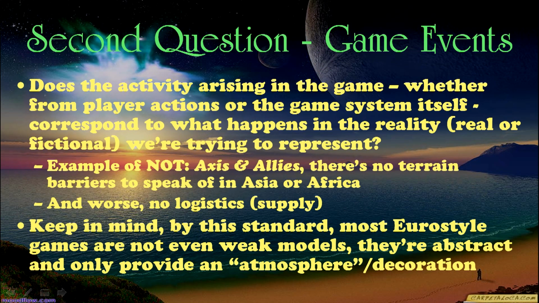The second question is the game events, what happens in the game. Is the activity in the game, whether it comes from the player actions or from the game system, correspond to what happens in the reality we're trying to represent? Example of not: Axis and Allies. There are no terrain barriers to speak of in Asia. So troops march through Asia in places where it would be impossible to move large bodies of troops. Just wouldn't happen. Worse, there's no logistics, no supply in Axis and Allies.